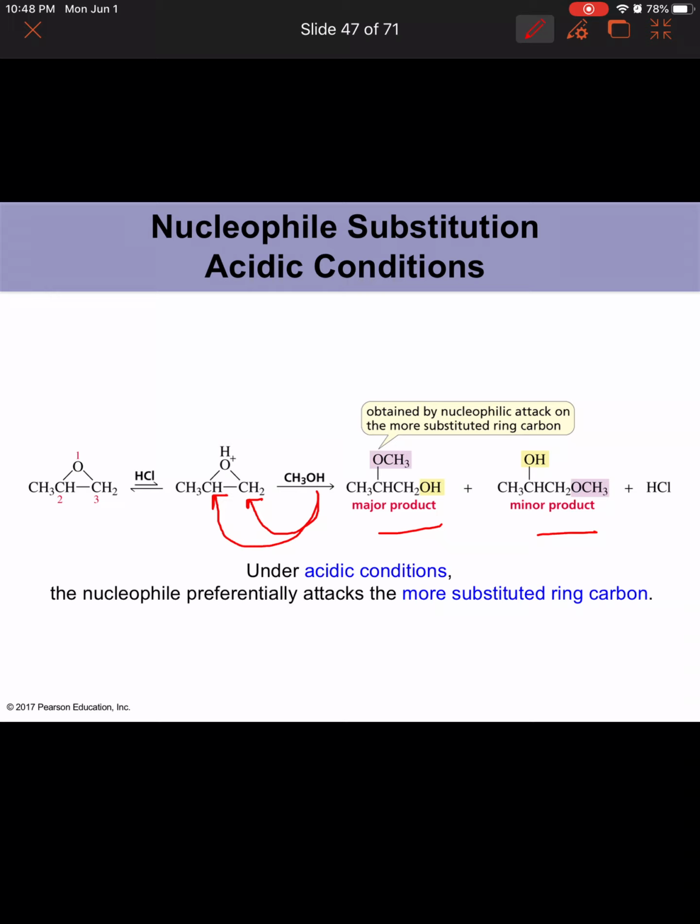Under acidic conditions, the nucleophile preferentially attacks the more substituted ring carbon. So which one is the more substituted ring carbon? This one right here is the more substituted one. If the methanol attacks here, that would give you the major product. And if it attacks here, it will give you the minor product. And then we will see in the next slide the reason for it to attack the more substituted carbon.